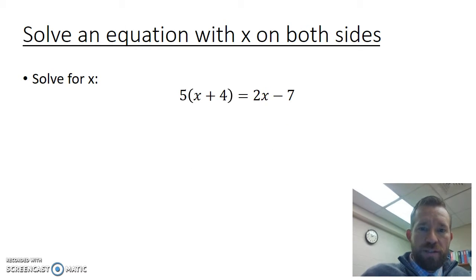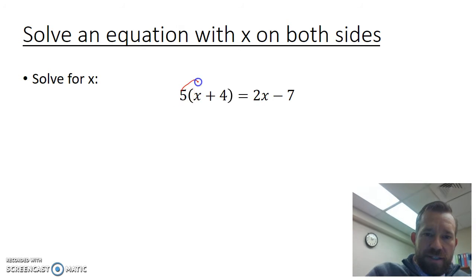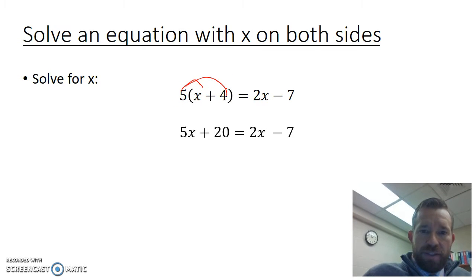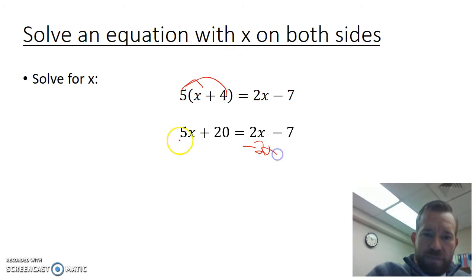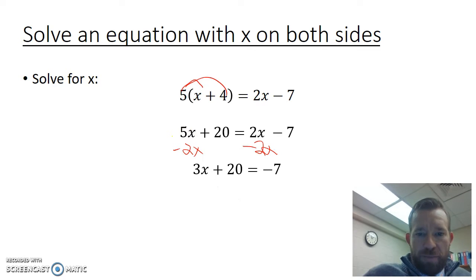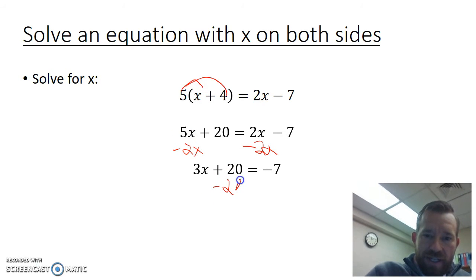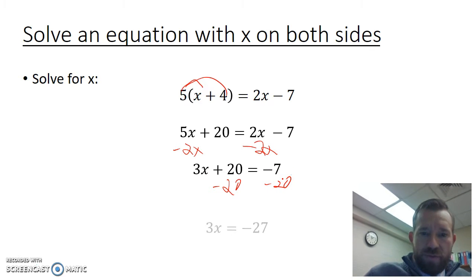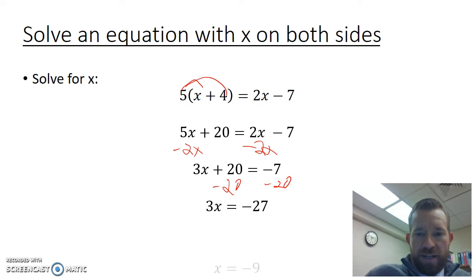When we're dealing with something with x on both sides, in this case we're talking about distributing, and then we'll go ahead and group the x's together. So we'll move minus 2x over to the other side, followed by subtracting 20 off each side to get x alone. We'll divide by 3, and the final answer will be x equals -9.